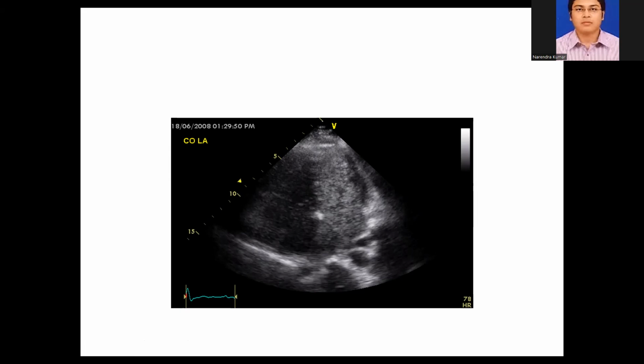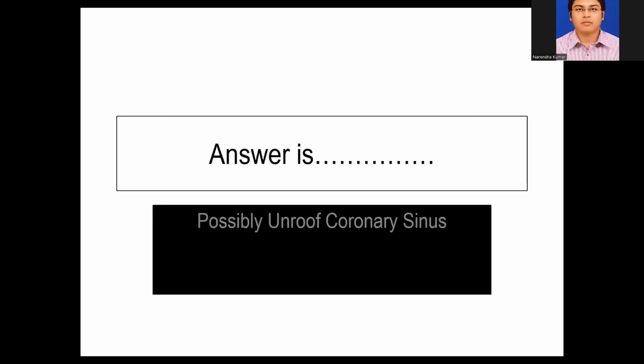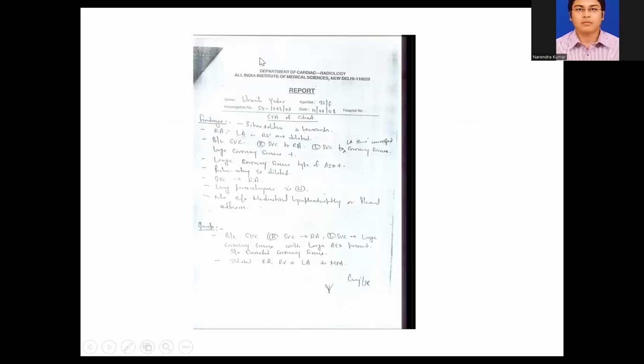This is how we diagnose unroofed coronary sinus. And then we finally got a cardiac CT done. And that showed bilateral SVC, right SVC to RA, left-sided SVC large, coronary sinus with a large ASD present, unroofed coronary sinus.